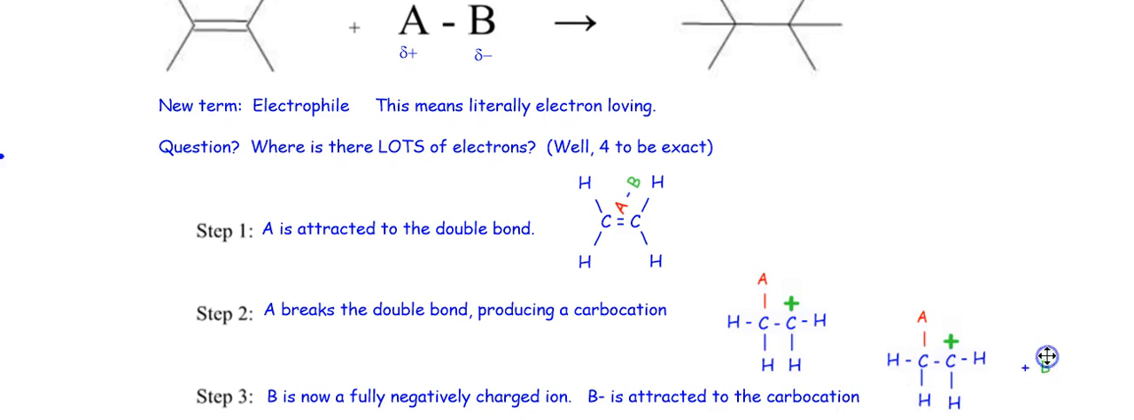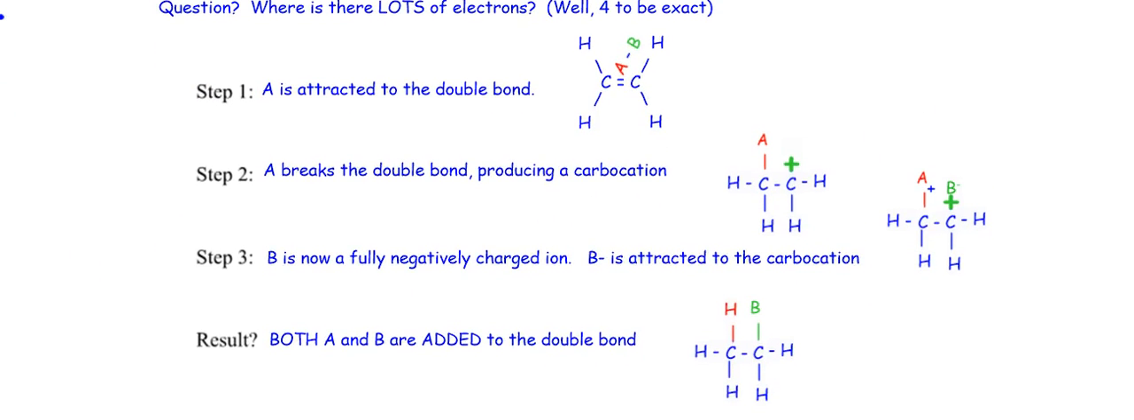So now B is fully negative, and it's going to be attracted here. Remember, B has its own electrons. It doesn't need any from the other carbon, all right? And so what can it do now? It can actually bond with that carbocation, and so both things are added to the double bond. So you break the pi bond, and now you have all single bonds. You are creating an alkane by this addition. You might want to write that down. You are creating an alkane by this addition process, okay? Let's go on to the next page when you're ready.